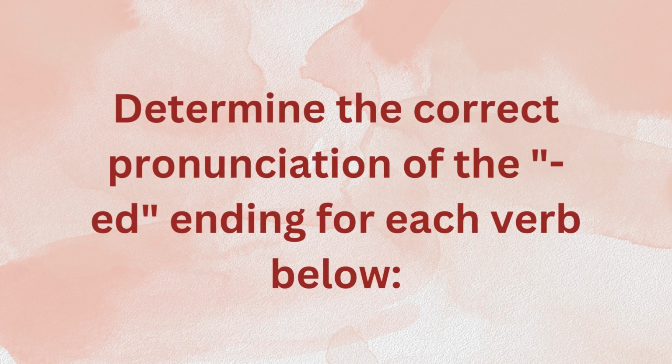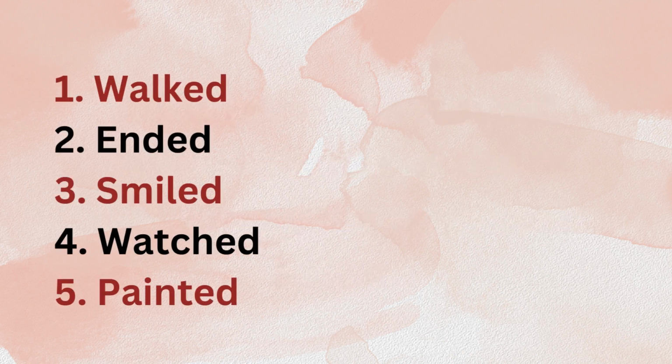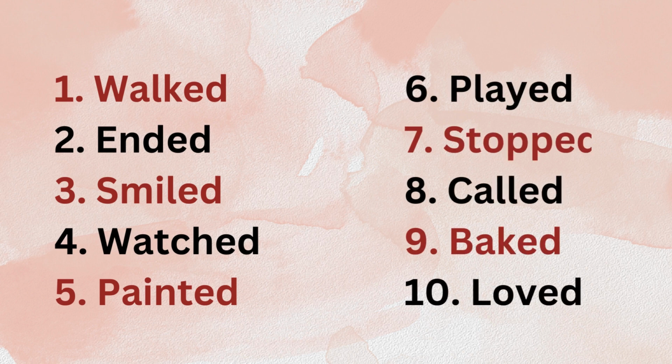Determine the correct pronunciation of the ed ending for each verb below. 1, walked. 2, ended. 3, smiled. 4, watched. 5, painted. 6, played. 7, stopped. 8, called. 9, baked. 10, loved.